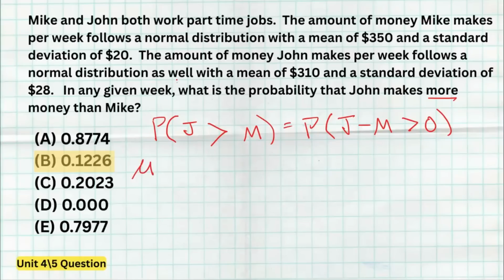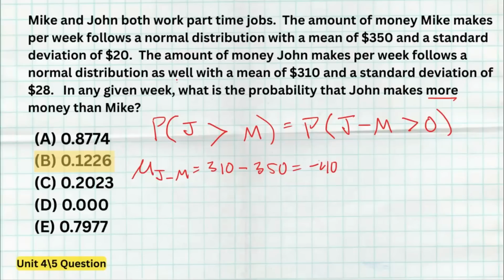So what is the mean for the difference between John and Mike? Well, that's actually really, really simple math. I'm just going to take John, who has a mean of 310, minus Mike, who has a mean of 350, and I get negative 40, which means that John is supposed to make $40 less than Mike. So we have a negative 40.